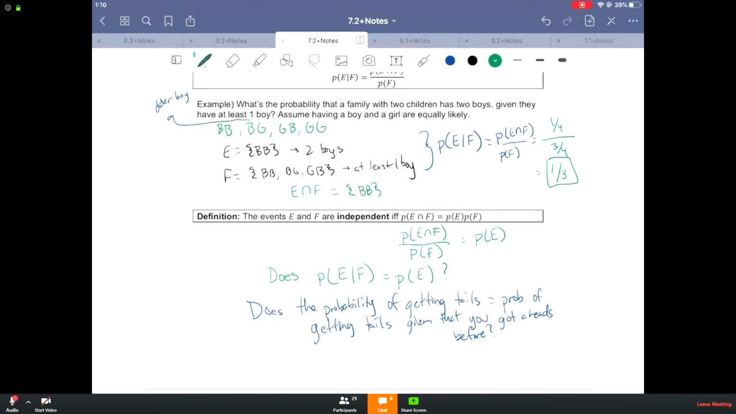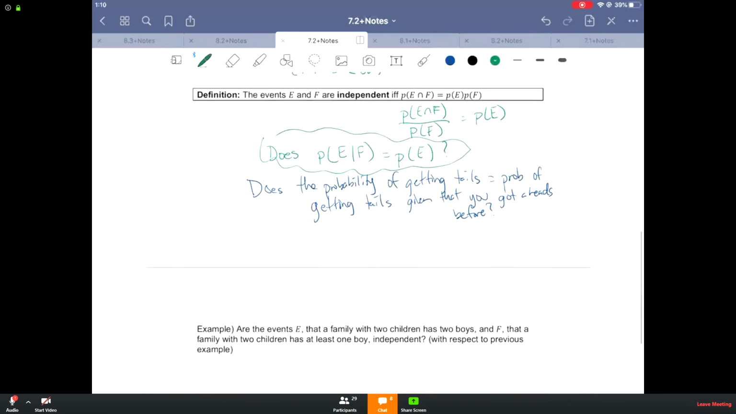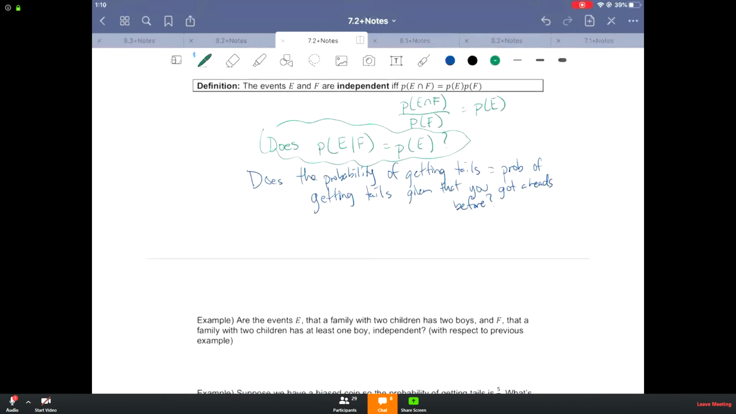But in a sense, this is what's happening. Do those two probabilities equal each other? If they do, then it is independent. If they don't, then it is not independent. So with the same example here, let's look at this. Are the events E, that a family with two children has two boys, and F, that a family with two children has at least one boy, independent? Looking at this previous example.